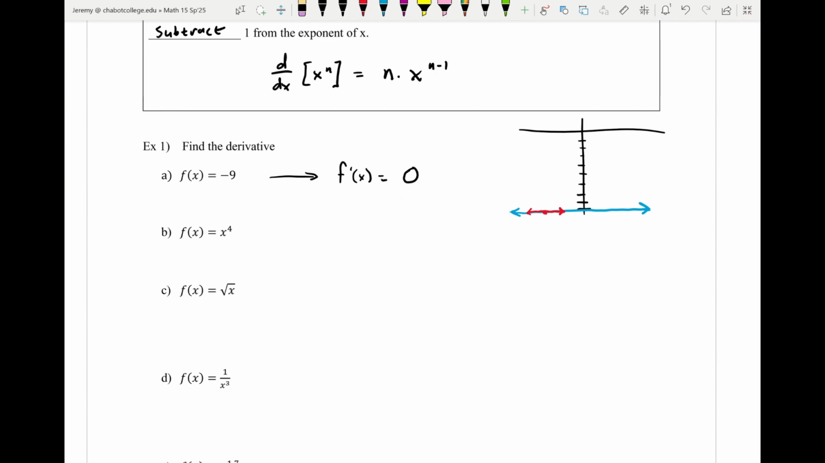Okay, you could also run this through the limit definition and you would get the same result. So, I just wanted to qualify that answer using a graph. I'll let you play around with the limits if you're curious about that.